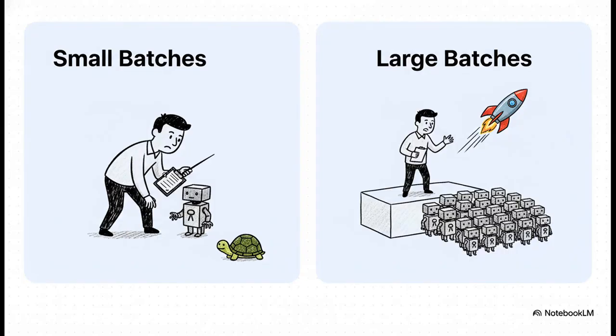Next, we've got to decide how many examples our AI should look at before it updates what it's learned. This is called the batch size, and it's a classic trade-off. Using small batches is kind of like one-on-one tutoring. It's slow, but it can lead to a really deep understanding. Large batches, on the other hand, are like a huge university lecture. It's way faster, but it's easier to miss some of the finer details.